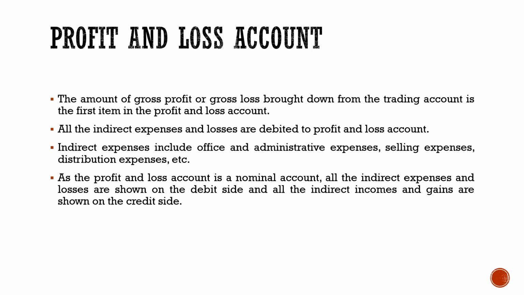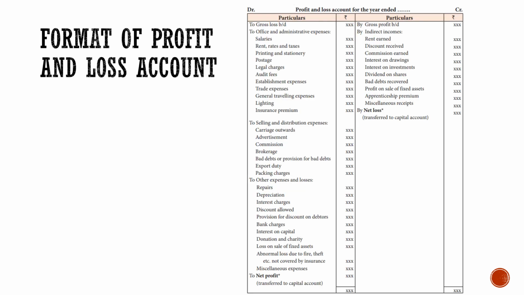And all the indirect expenses and losses are debited to profit and loss account. Indirect expenses, we know, are office administrative expense, selling and distributive expense, etc. As the profit and loss account is a nominal account, all the indirect expenses and losses are shown on the debit side, and all the indirect income and gains will come in the credit side. So this is the format of profit and loss. If you have gross loss, you have to write it in the debit side. Gross profit, you have to write in the credit side.